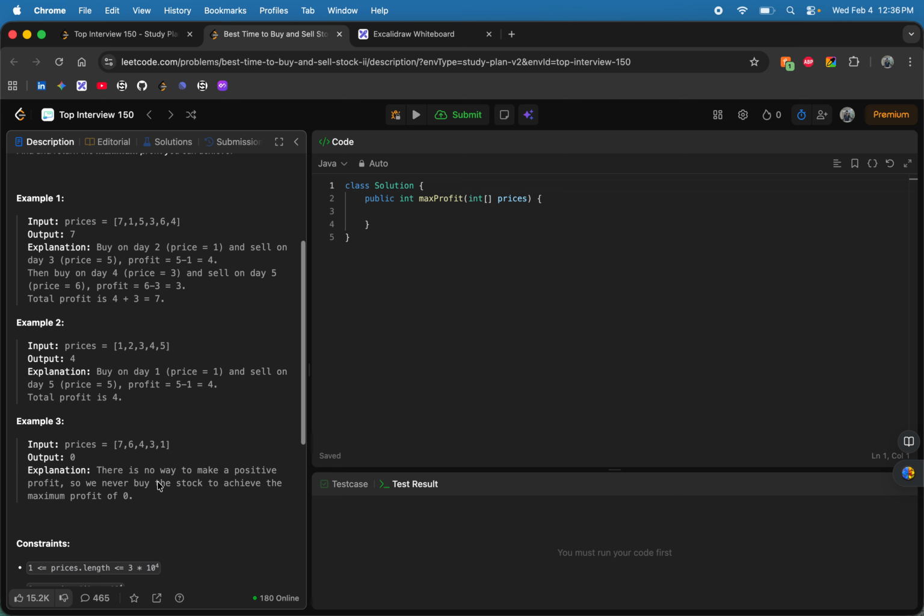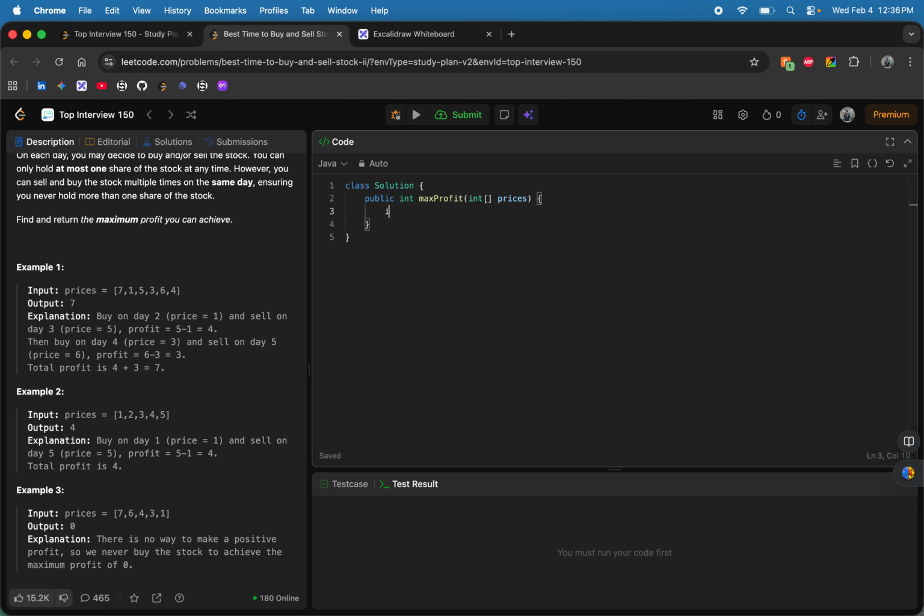Okay, so let's just implement it. So we will have two variables. We will have current profit, let's initialize to 0, total profit equal to 0. Then we will have mean price, which will be the zeroth index, and then we will iterate through the array. i will be starting from 1, i less than prices dot length, i plus plus.